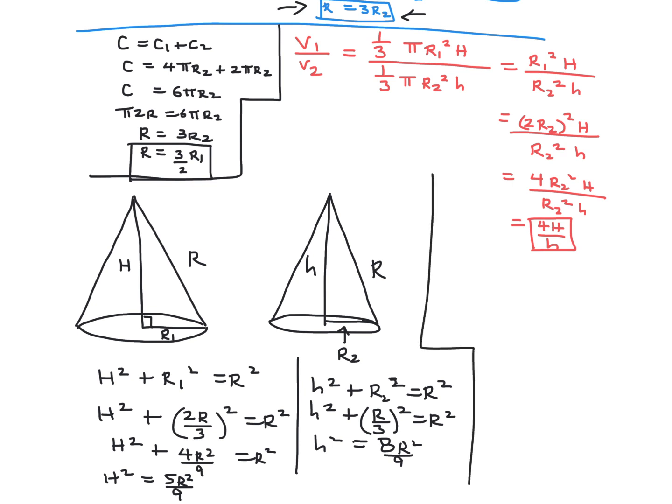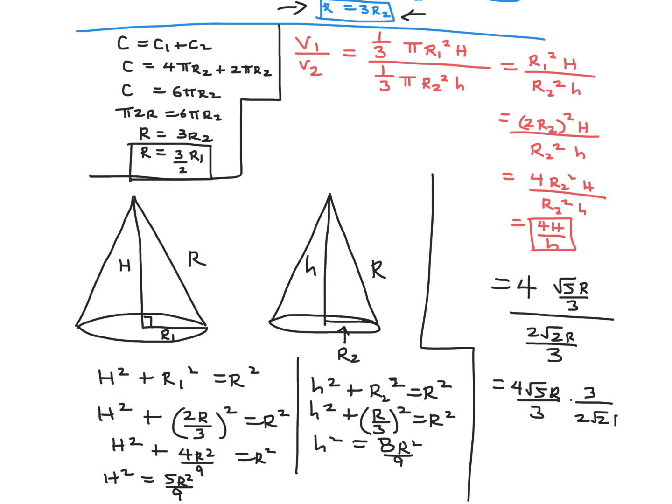So we go back and we substitute this in. 4 times H, well, H is going to be root 5 r over 3. And then the small h is going to be the square root of 8, which is 2 root 2 r over 3. Okay, we're almost done, I believe. So 4 root 5 r over 3, invert and multiply 3 over 2 root 2 r. The r's cancel, the 3's cancel. We're going to have root 5 over root 2 and 2.